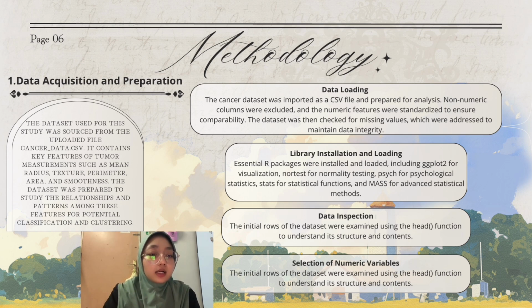So next, we need to do the library installation and loading. Essential R packages were installed and loaded, including ggplot2 for visualization, and packages for normality testing, such as psych for psychological statistics, statistical functions, and advanced statistical methods. And then we need to do the data inspection. The initial rows of the dataset were examined using the head function to understand its structure and contents. Then the selection of numeric variables.